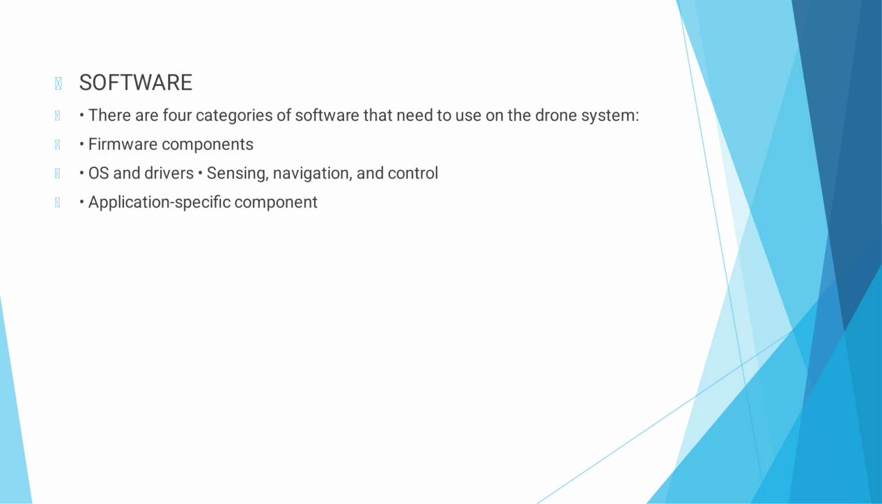Then software. There are 4 categories of software that need to be used in the drone system. The first one is firmware components, then OS and drivers, then sensing, navigation and control, then application specific components.